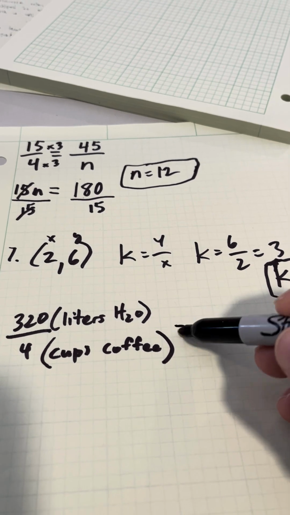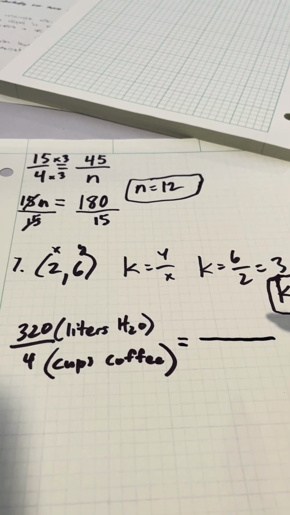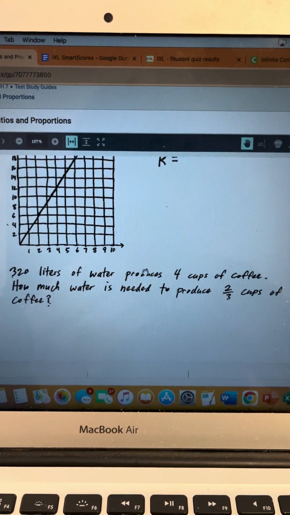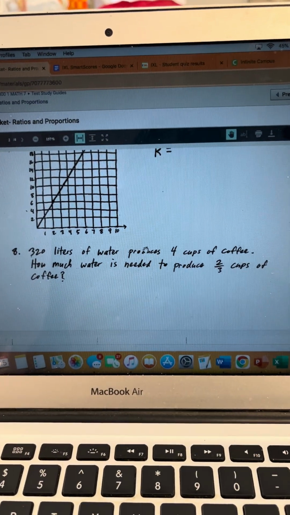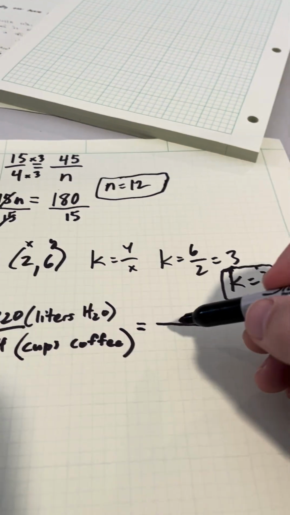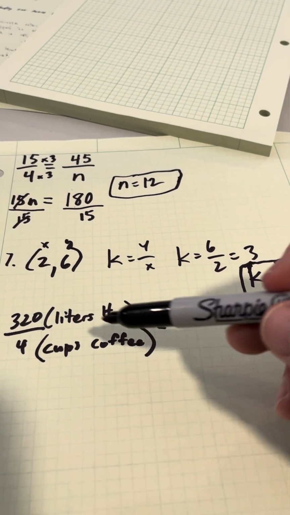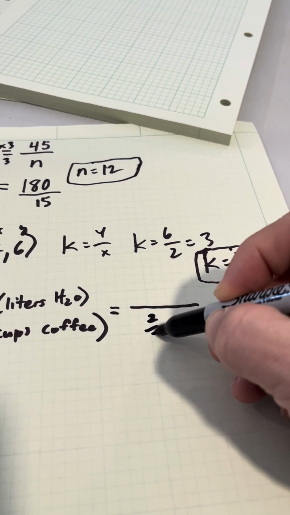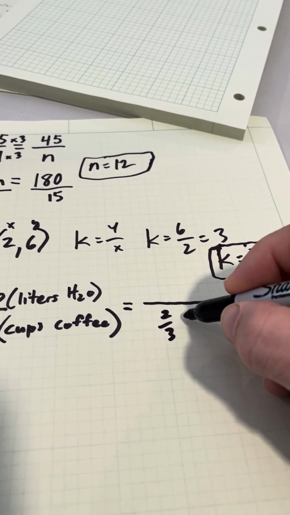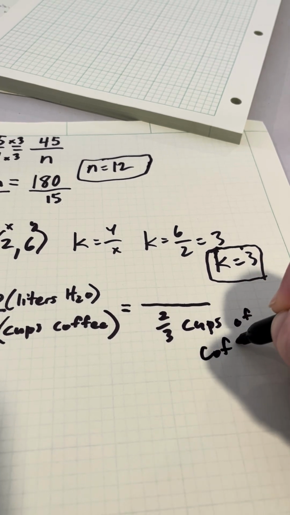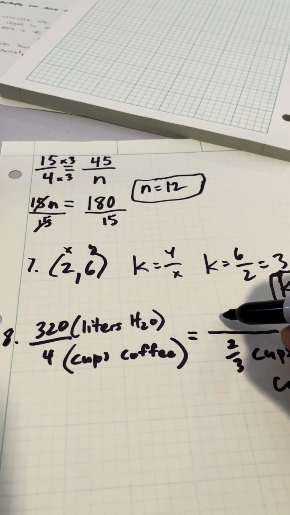All right, so to solve this, we're going to set up a proportion. And they want to know how much water is needed to produce 2/3 cups of coffee. All right, well, they're giving us this information about 2/3 cups of coffee. So where should our 2/3 go? Well, it should go in the coffee place. If the first ratio has coffee in the denominator, then we're going to put 2/3 in the denominator over here. So this is also talking about cups of coffee. And then this is what we're trying to figure out right here, okay?